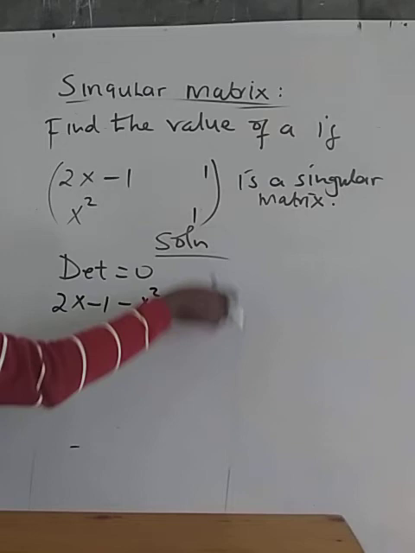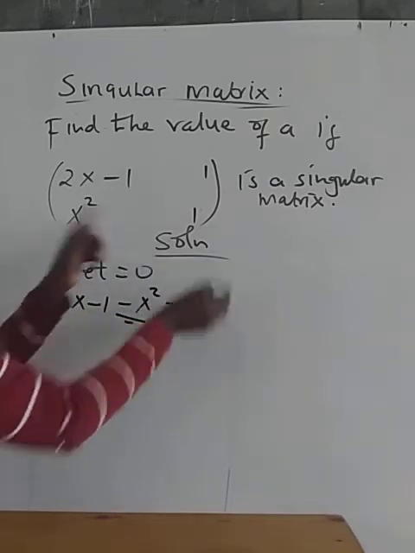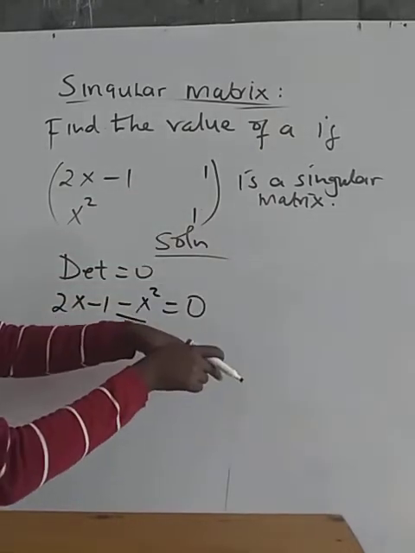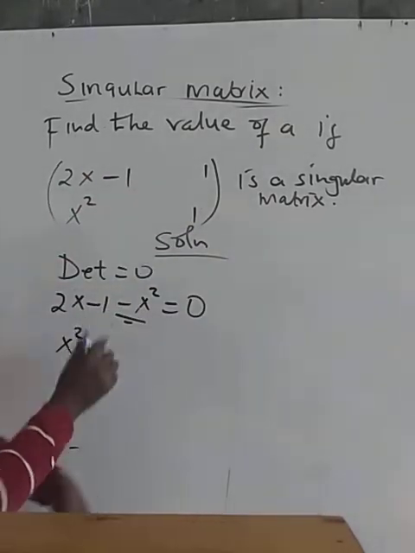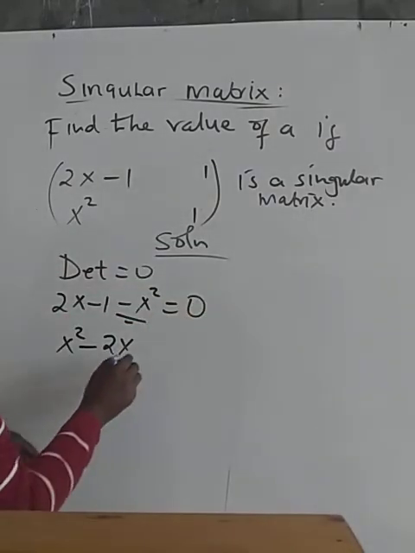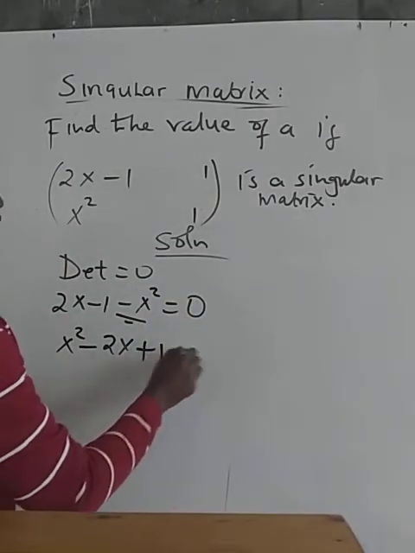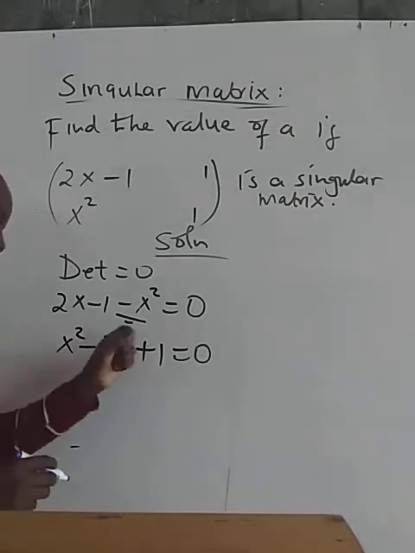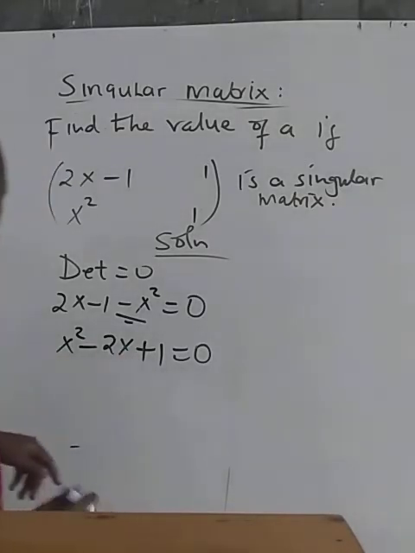If you take this one to the other side, it becomes positive x squared. Take this one to the other side, it becomes minus 2x. Take this one to the other side, it becomes plus 1, equals 0. Now I want to use the completing the square method to solve this equation.